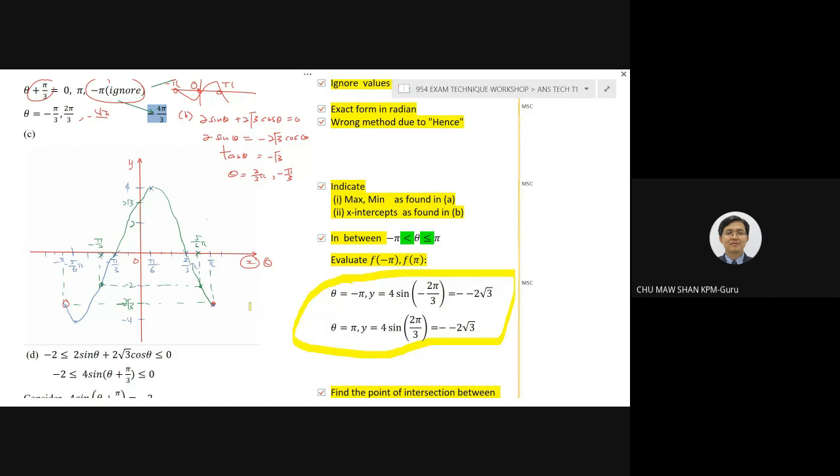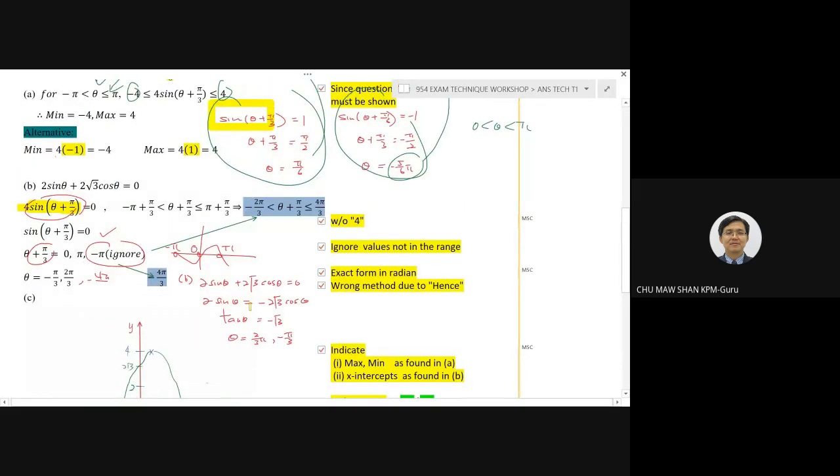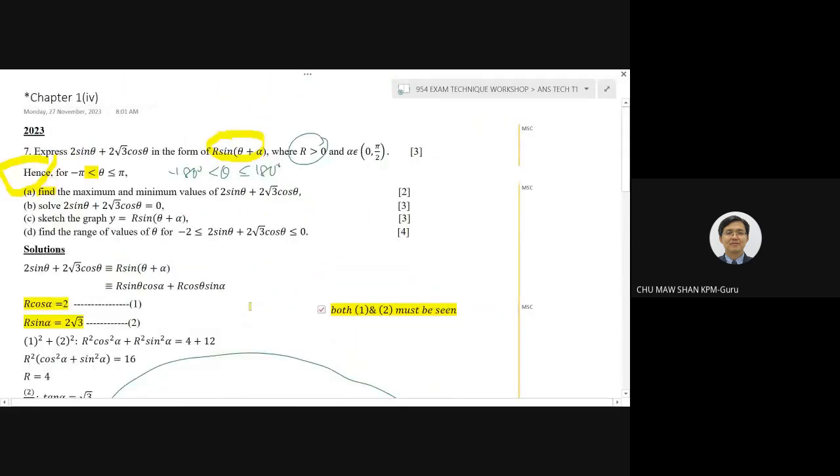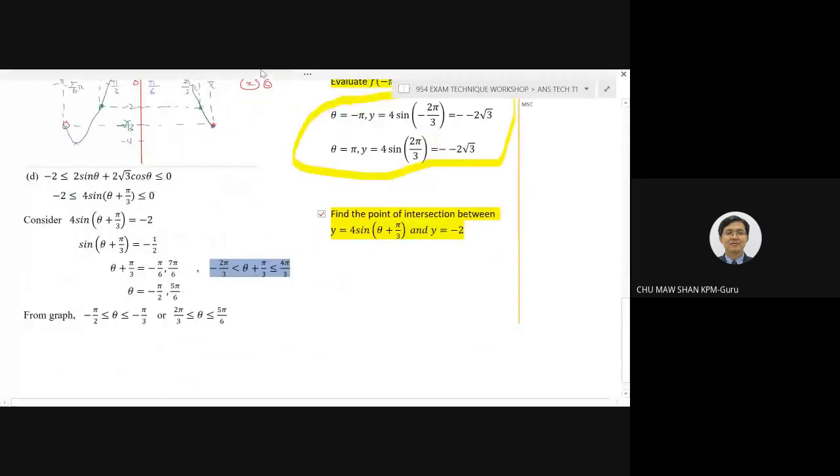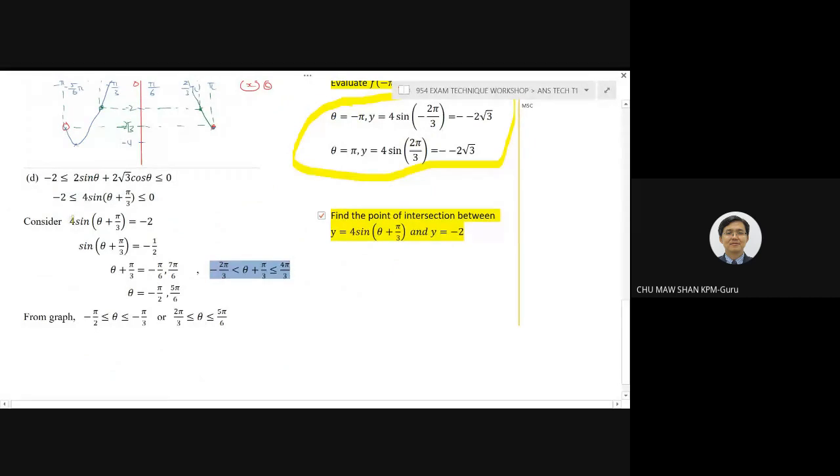Alright, I move on to D. Soalan D. Find the range of values of theta for the function, greater or equals negative 2, but less than or equal to 0. So here, we have to evaluate, purposely go and evaluate this one.